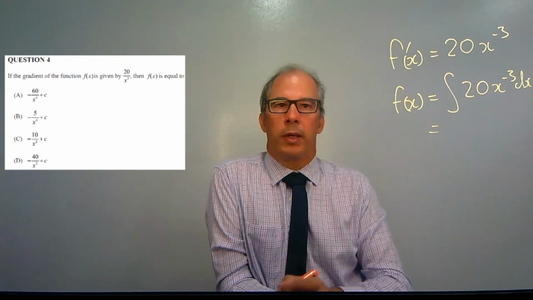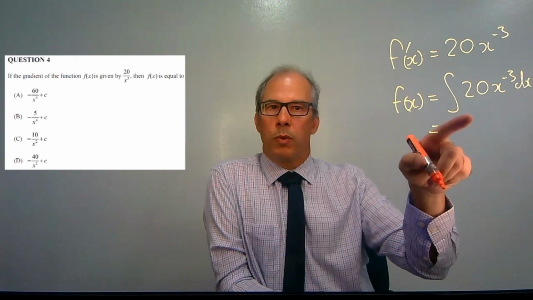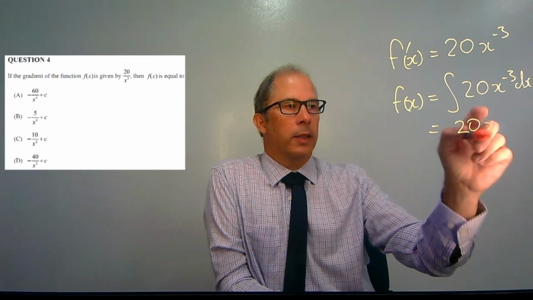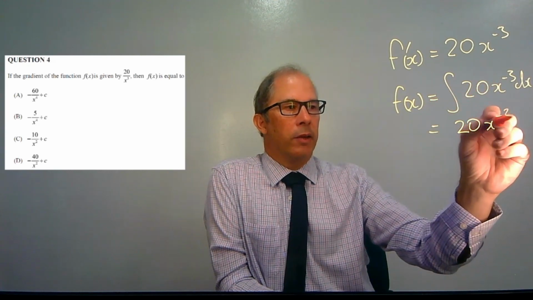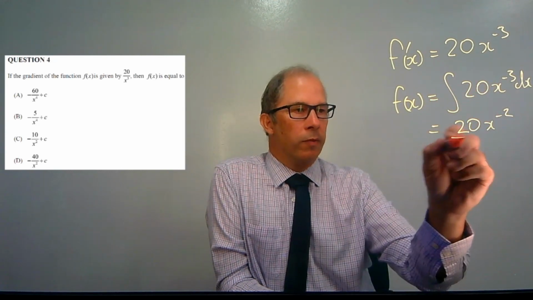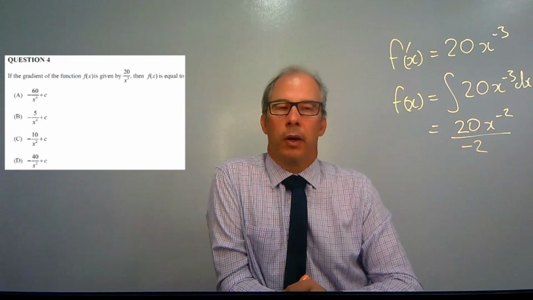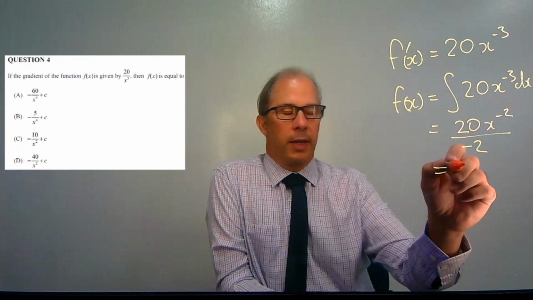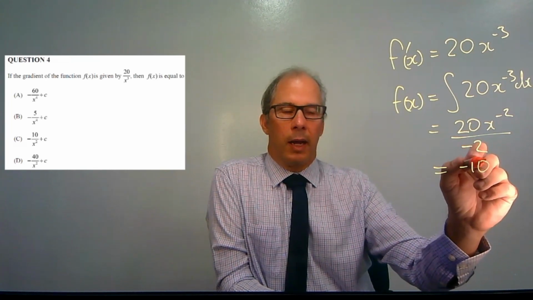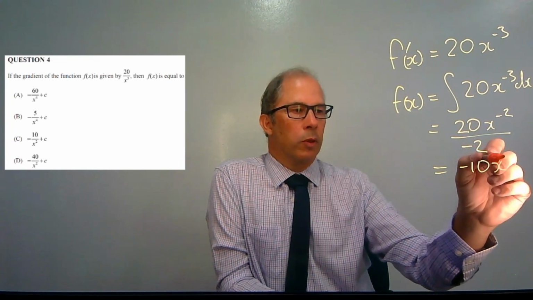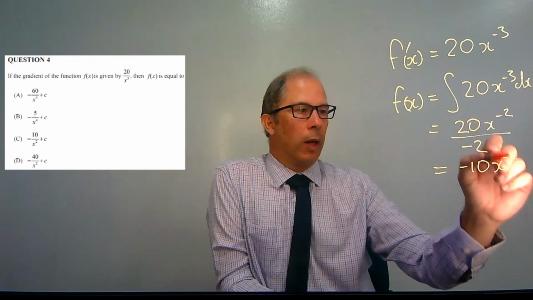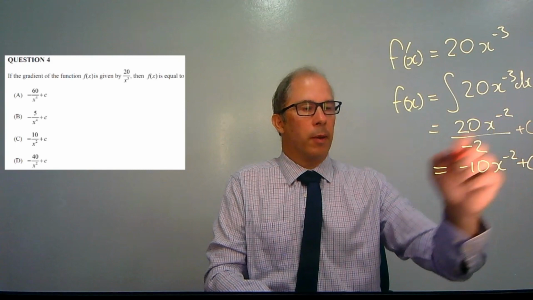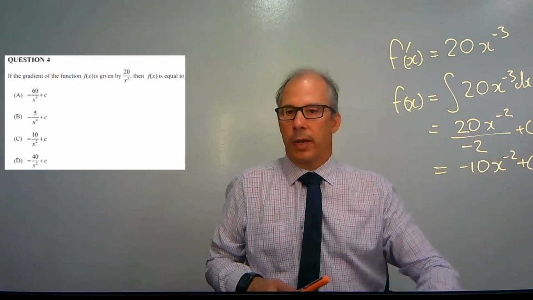And then we can simply integrate that. So what do I do when I integrate? I'm going to write 20x, adding 1 to that gives me -2. I'm going to divide by that power there, gives me over -2 there. And I can simplify this to get -10 x to the power of -2 plus c. Don't forget the plus c. I should have put it in this step here. That corresponds to answer C.